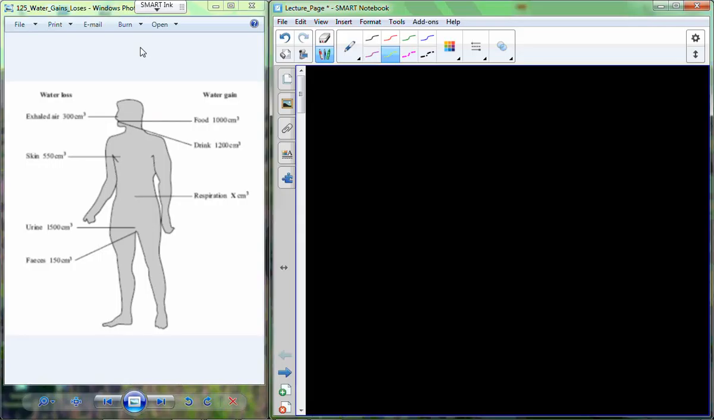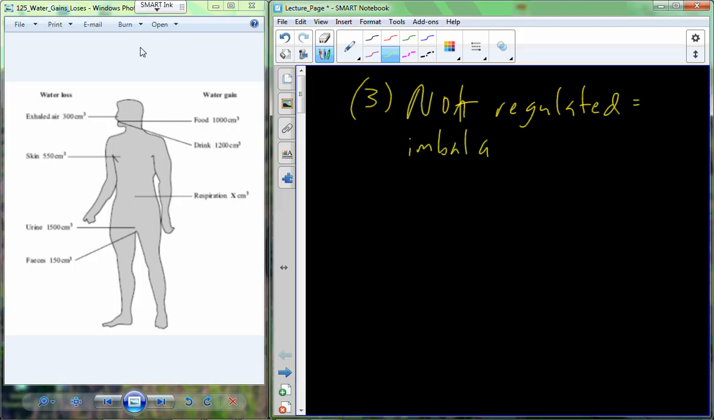Okay, so we've gone through gains in fluid or water and losses. And if you've done the math, you'll recognize that there's a little bit of an imbalance. So those differences in gains and losses, if they're not regulated, equal an imbalance, which is right where we left off.